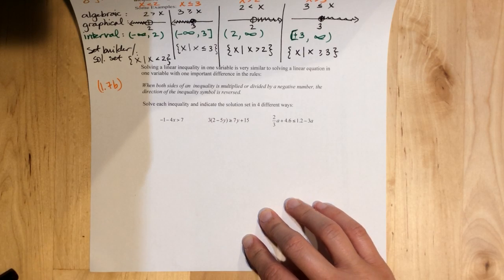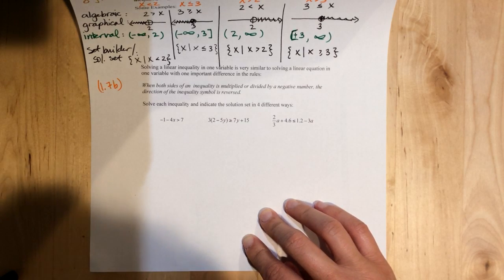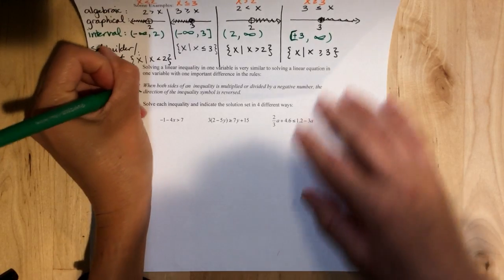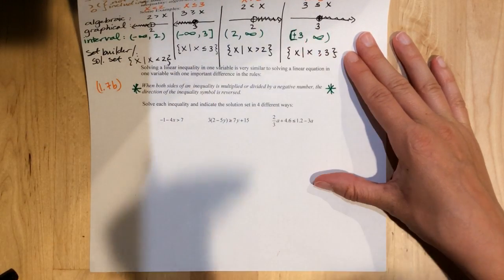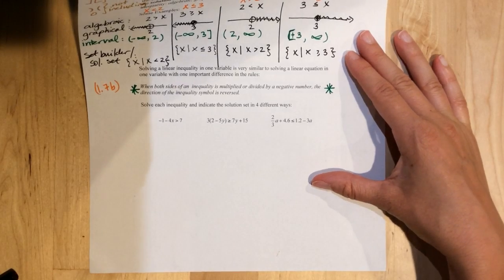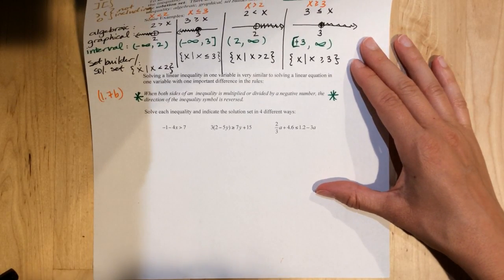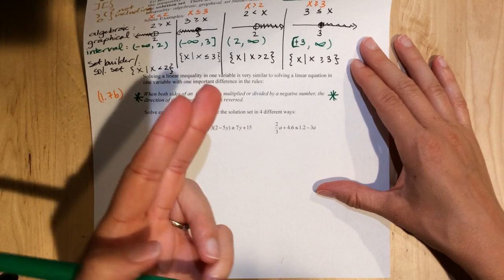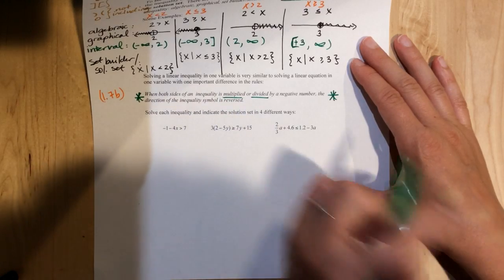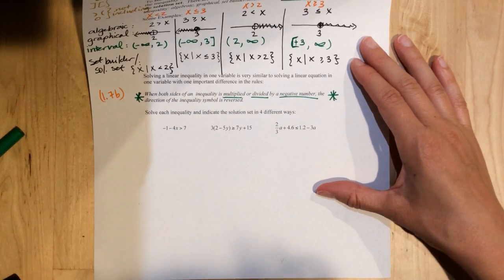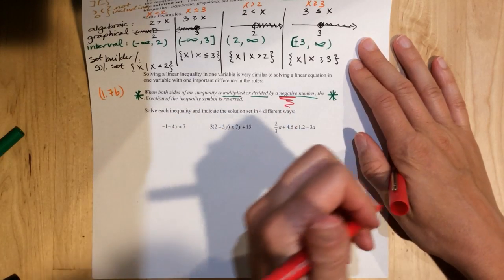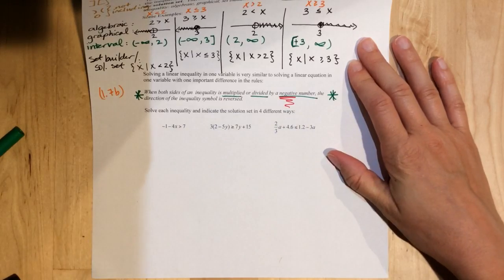Now we're going to look at some examples. But before we look at examples, we need to talk about something very, very important. This right here. When we solve a linear inequality, basically it's the same thing. The only thing that's different is when you multiply or divide both sides by a negative number, you have to flip the inequality.